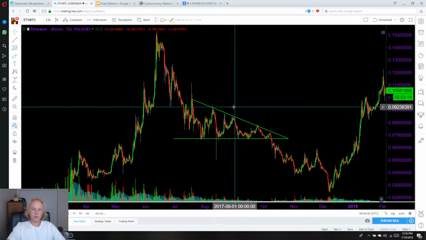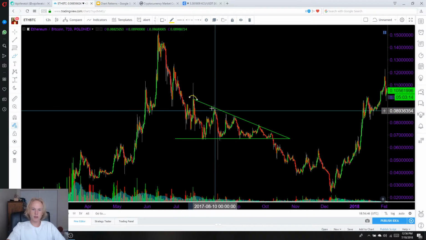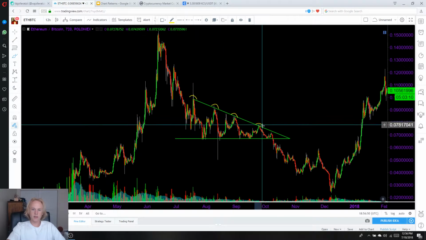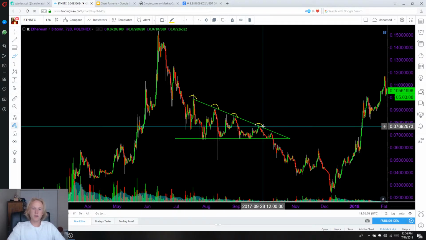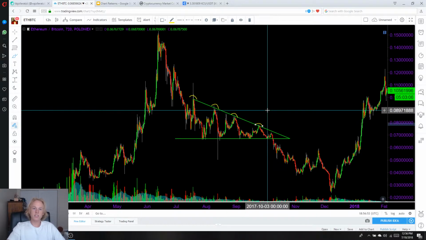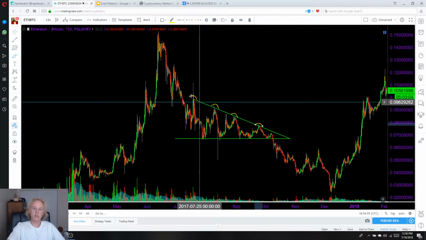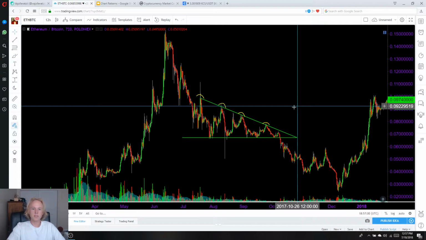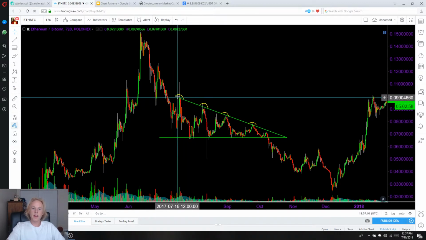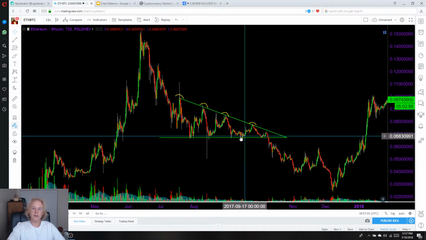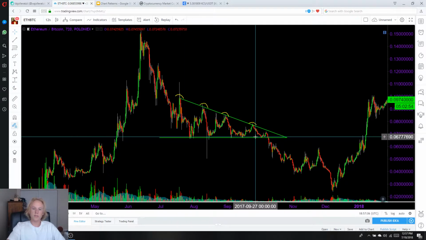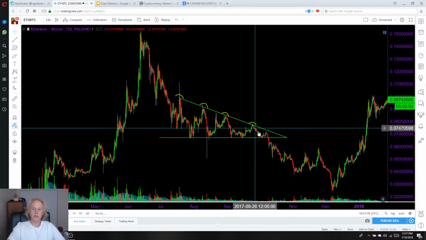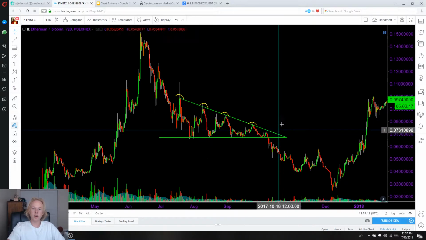Now, I'll mark these lower highs for you. This is a lower high, this is a lower high, and then a lower high. If you haven't seen my video on diagonal support and resistance, I highly recommend you go and watch that because it'll give you an idea of what this means as far as lower highs. So these lower highs form, and this shows that the price has found support at the support zone, but prices are getting squeezed tighter and tighter into this corner of the triangle.